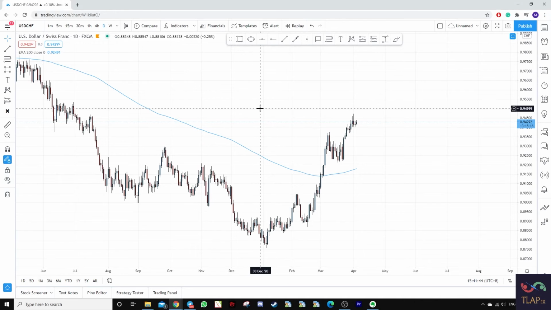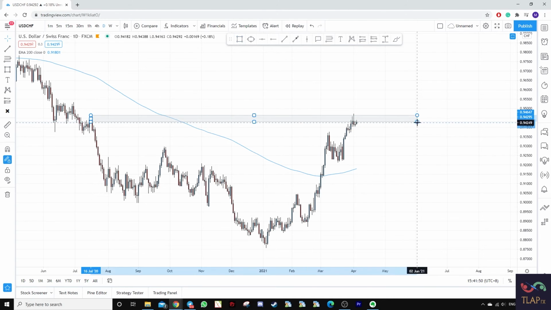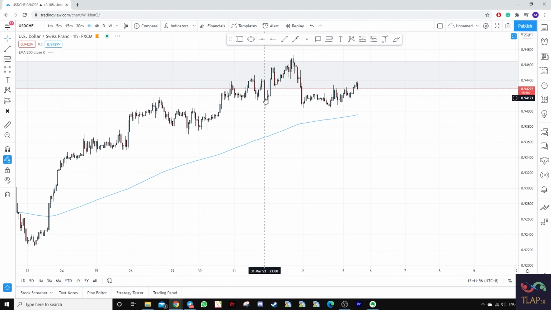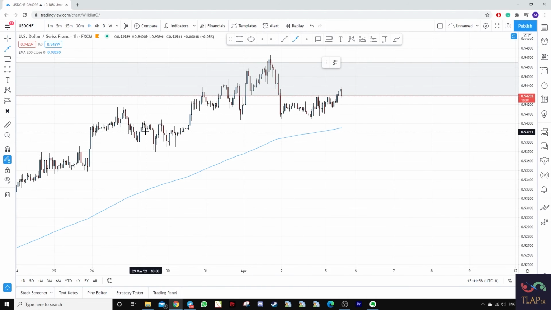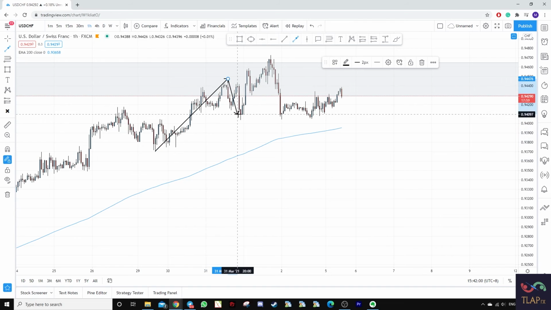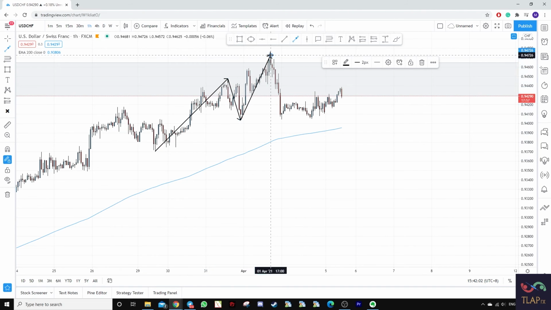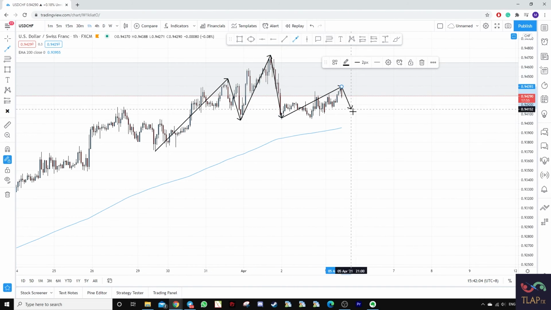So lastly, we have the Dollar Swiss Franc, and on the daily time frame, we have this order block over here where price got rejected. And if you were to drop down to our hourly time frame, you can see that we have a head and shoulders pattern where this is the left shoulder, the head, and the right shoulder.